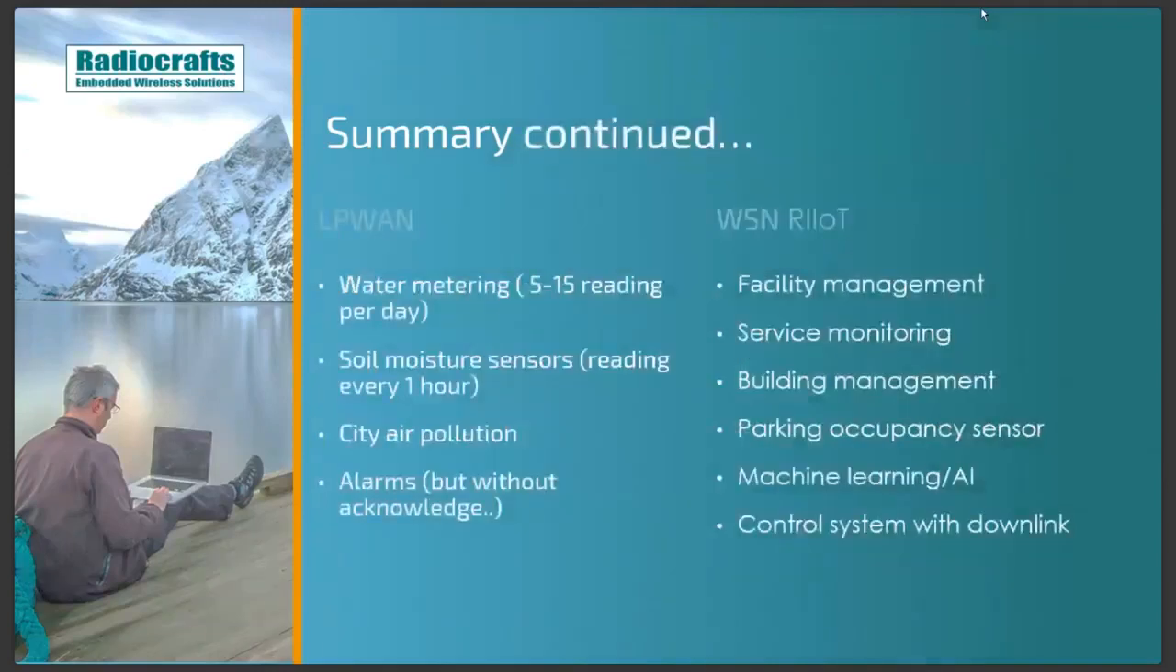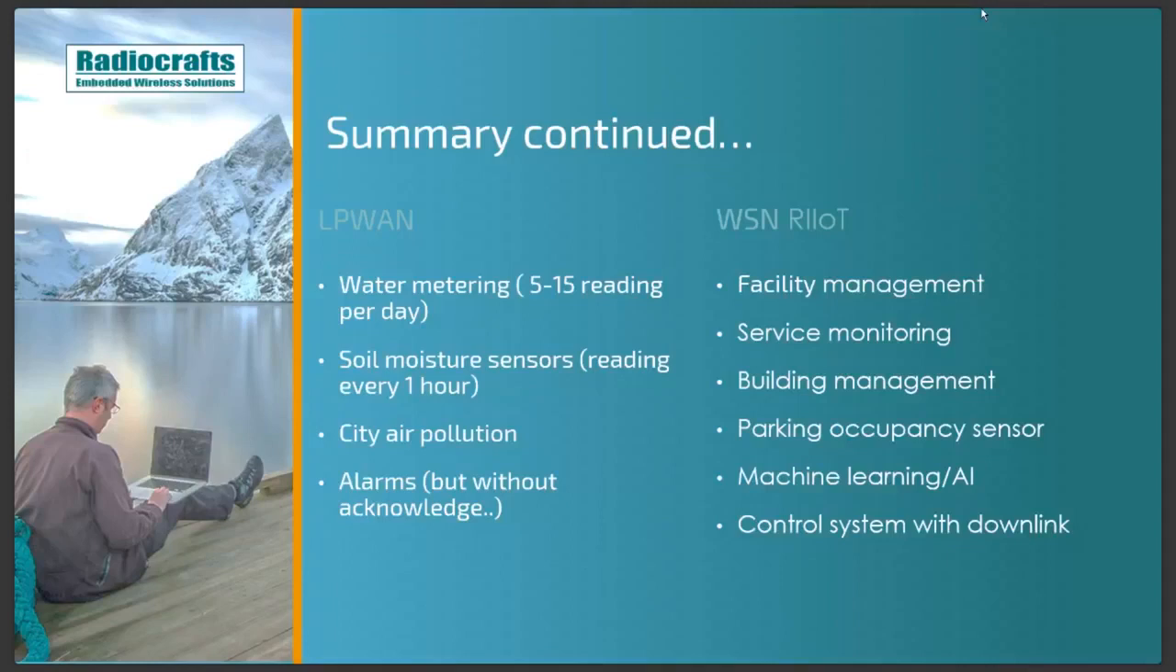And then you end up with different applications this is suited for. So again, LPWAN, if you want to do water metering, for instance, 169 MHz wireless M-Bus, very much used for water metering, which you do 5 to 15 readings per day and covering a very large area. Obviously, LPWAN is the way to go. If you do soil moisture sensors with reading the soil moisture every hour, that's also LPWAN.